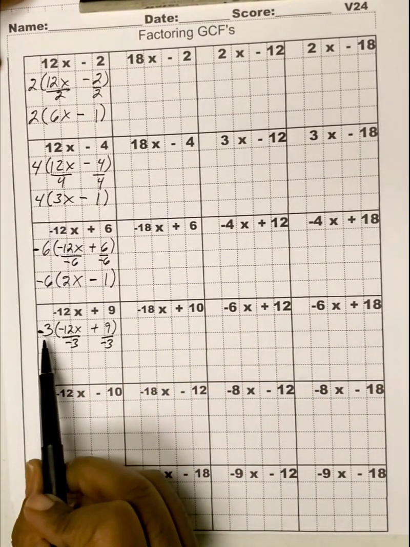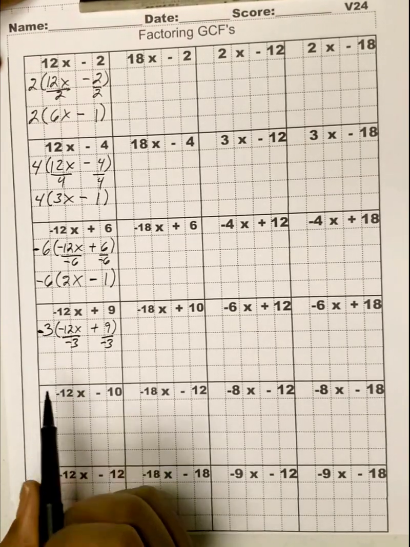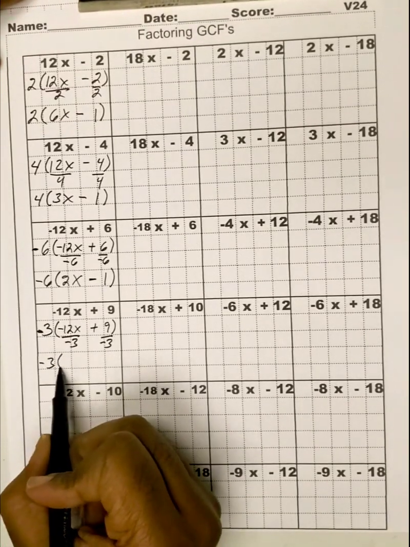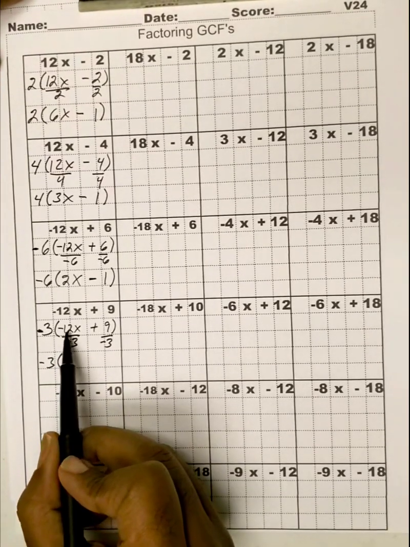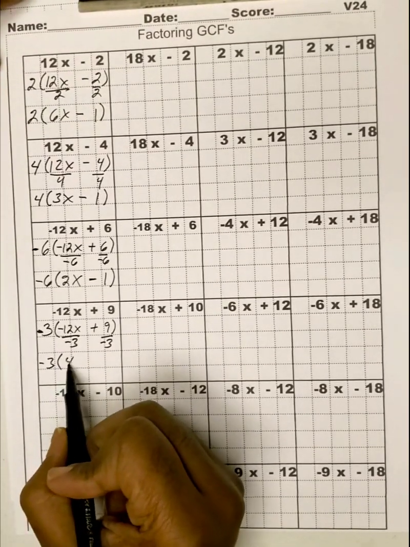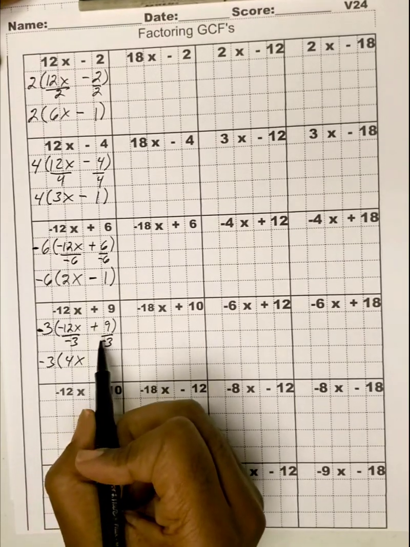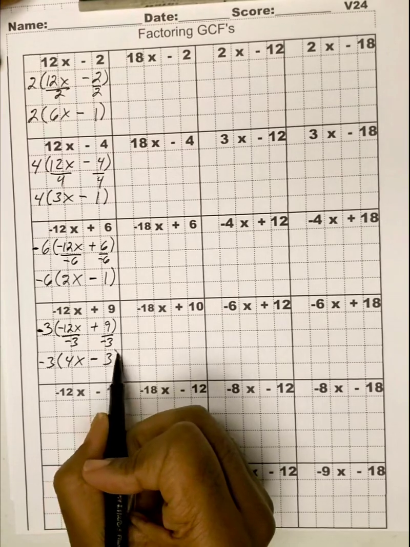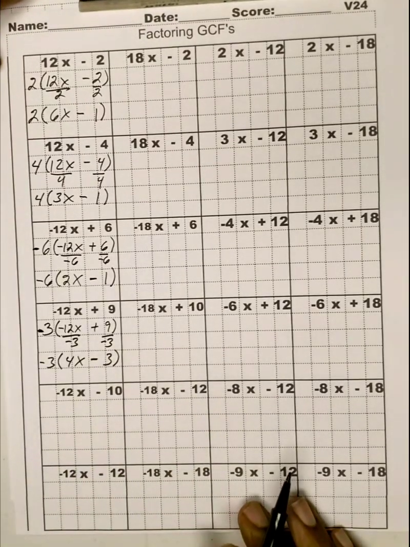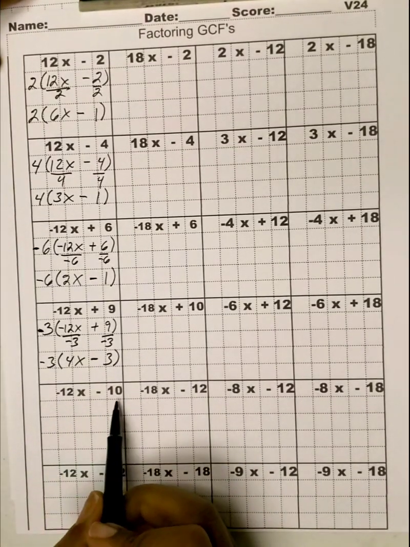Okay, so negative 3 is here, and then we'll simplify on the inside. So negative divided by negative is going to be positive. 12 divided by 3 is going to be 4, and then x. Positive divided by negative is going to be negative, and 9 divided by 3 is going to be 3, and then close parentheses.